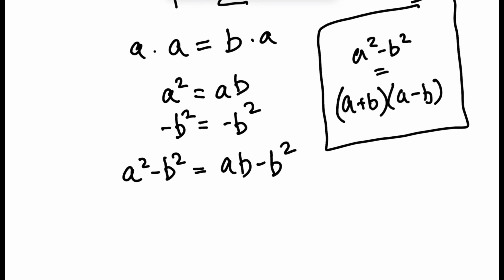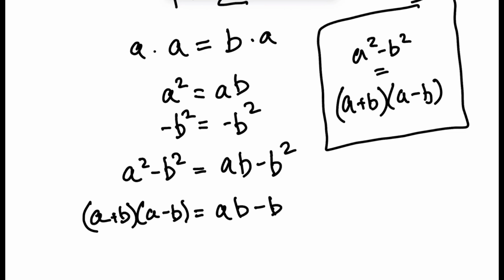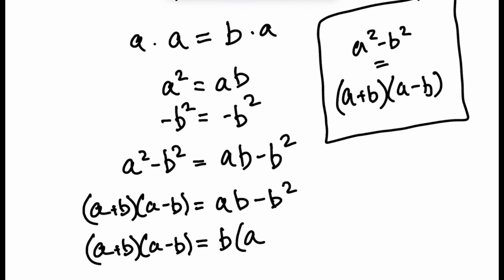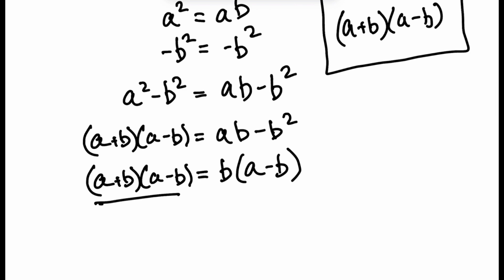Recall the difference of squares formula: a squared minus b squared equals a plus b times a minus b. So if we substitute that in here, we're going to get a plus b times a minus b is equal to ab minus b squared. And on this side, we have a b in both terms, so we can factor out a b. This will give us b times a minus b.